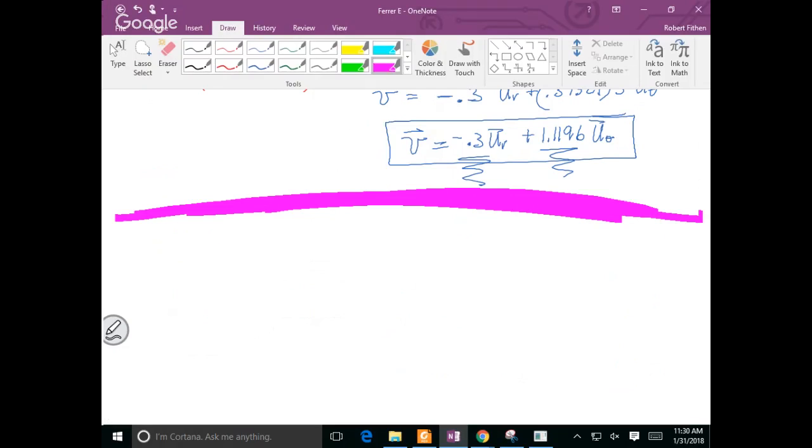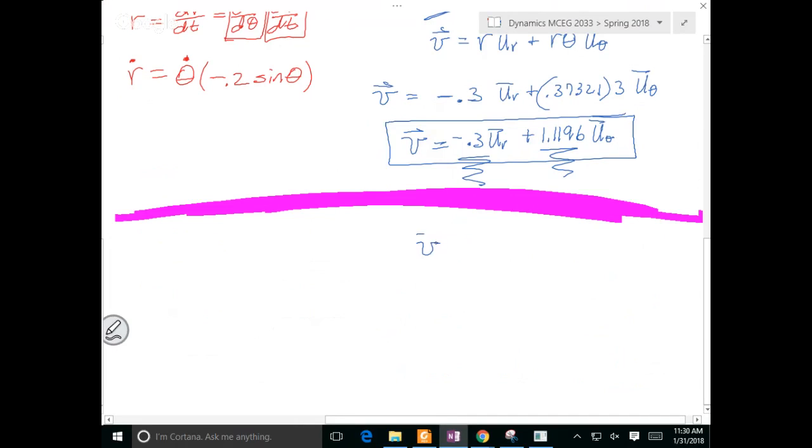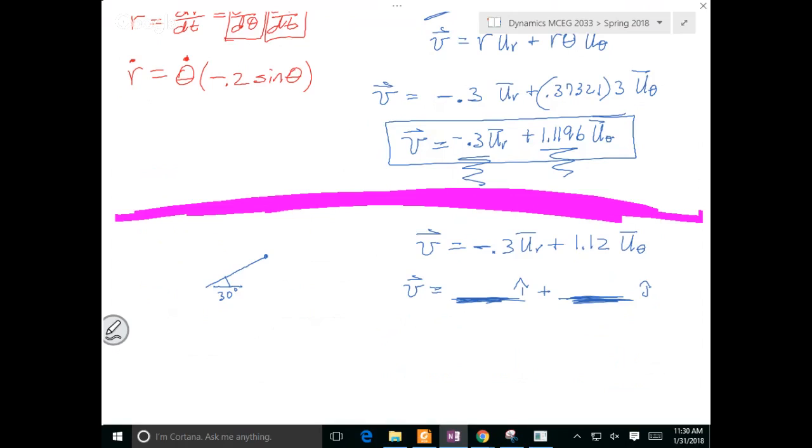Okay, switch out, and we'll say the velocity is minus 0.3 UR plus 1.12 U theta. We're at, what do you say, 30 degrees? Tell me what this is in I and J. So generally I either put a box right there or do something so that you're supposed to fill out those two numbers. Any idea how you would progress?